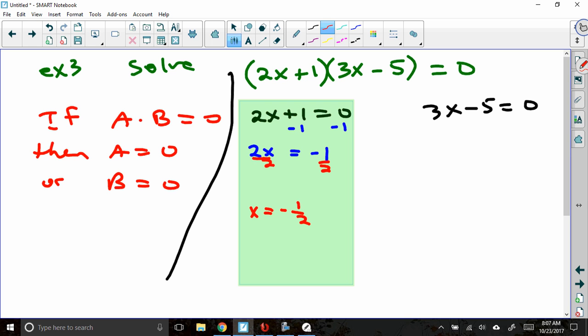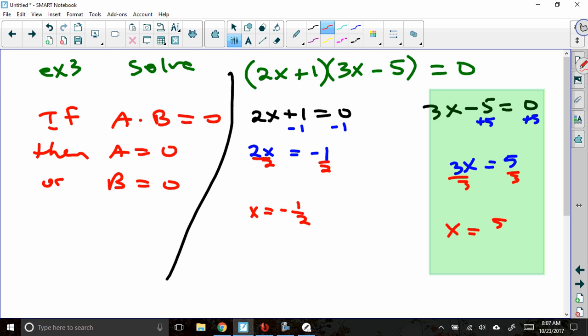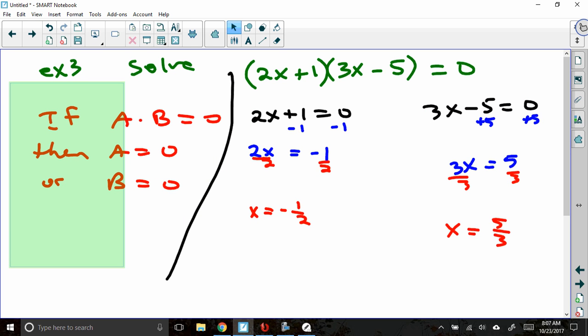Good. And then if we go ahead and solve this other one, same thing. We probably want to add 5. So we'll get 3x equals 5. And then we go ahead and divide by 3. So then we get another answer of x equals 5 divided by 3. And that's it. Those are our answers. What do you think of that one?